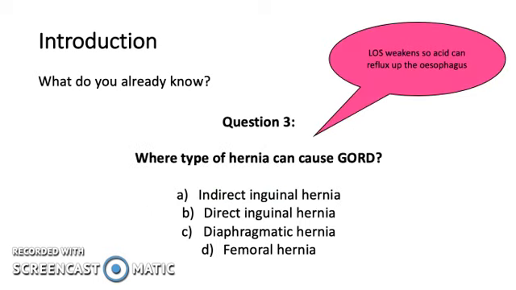Question 3. What type of hernia can cause GORD? The LOS weakens, so acid can reflux up the esophagus. The answer is diaphragmatic hernia.